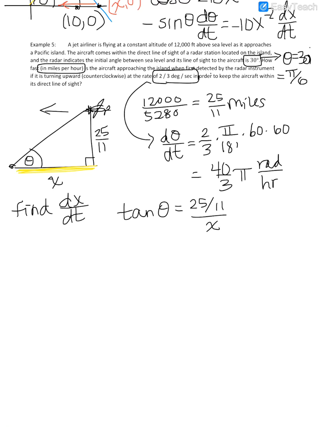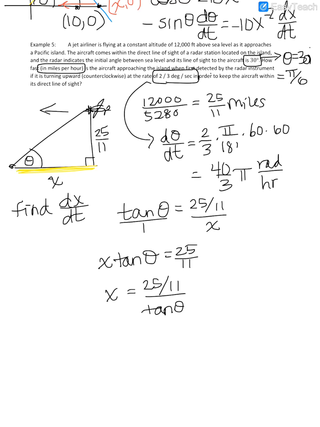So if I am wise, since it is a singular x, the derivative of just a singular x would just be dx dt. And that would be great because I wouldn't have an x value involved. So what I'm going to do here is cross multiply. The tangent is over 1, so this gives me x tan theta equals 25 over 11. I'm then going to divide by the tan theta, and I get 25 over 11 over tan theta. One more step is to bring the tangent up to the top. It becomes a cotangent.